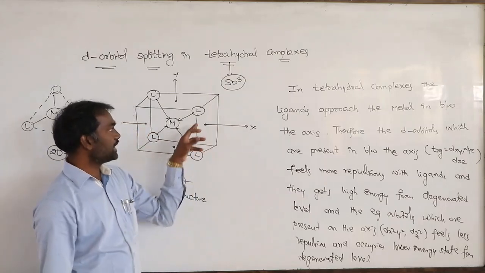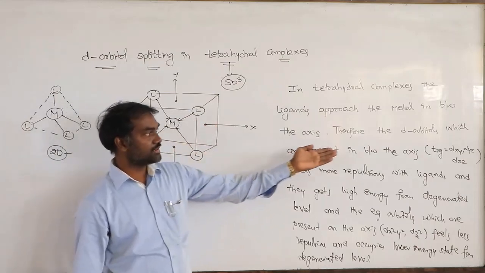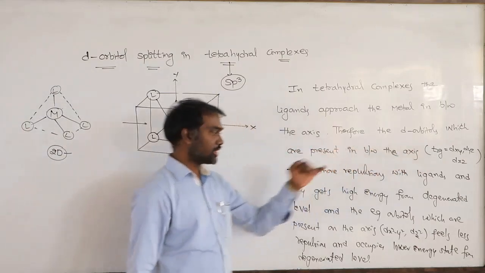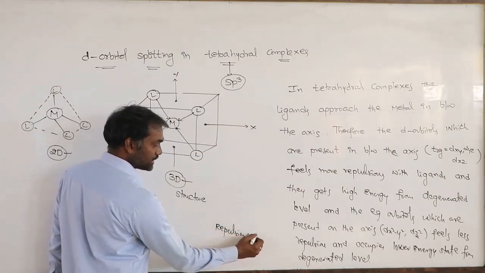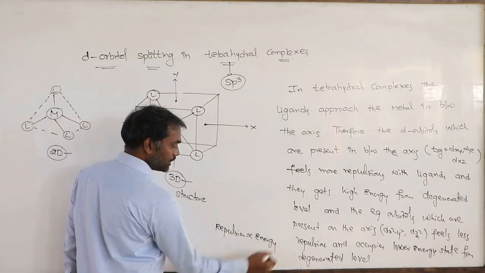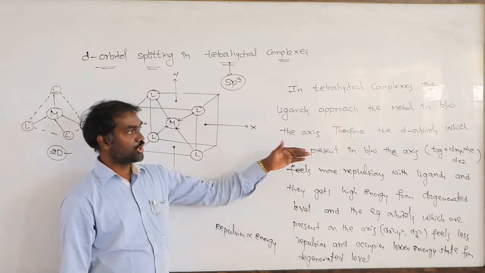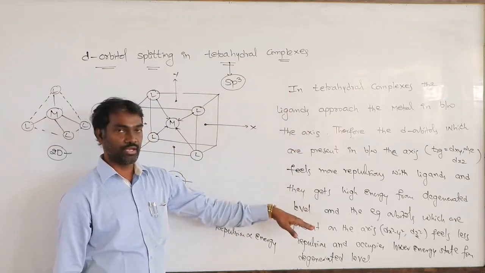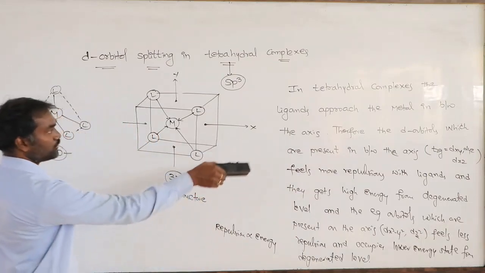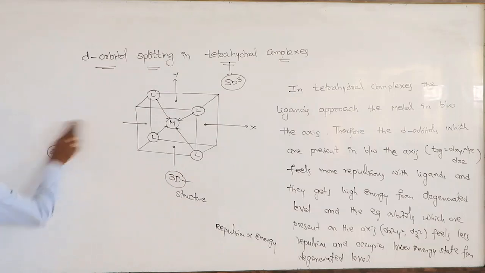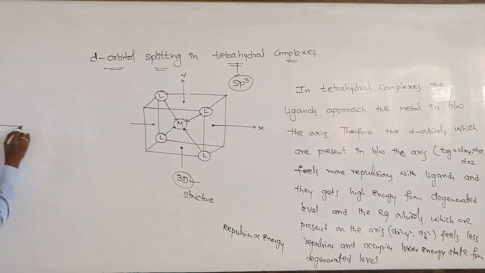So if ligands are approaching in between the axis, who are there in between the axis? t2g orbitals are there. So we are already feeling repulsions. Repulsions are directly proportional to energy. So more repulsions means their energy will be increased. So now t2g is going above, eg is coming down. It is exactly opposite to the octahedral. So now according to this, how can we write? See, this is a ground state.